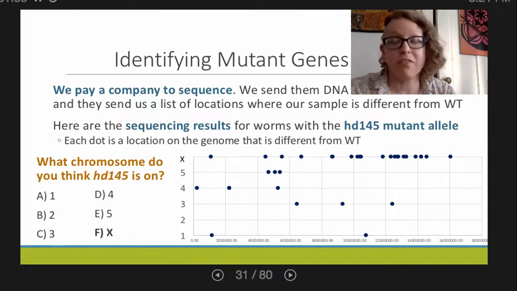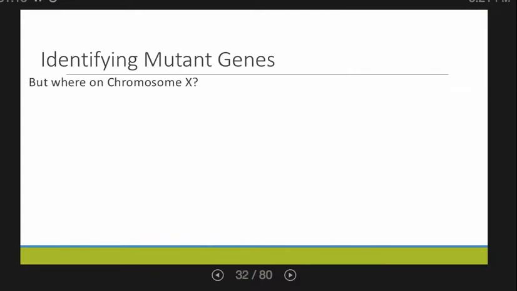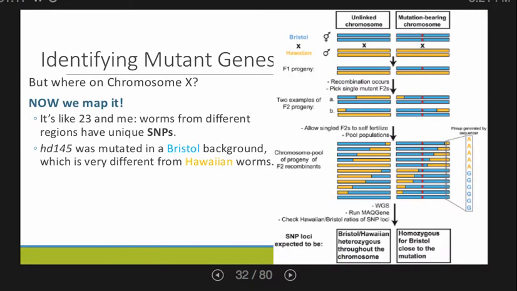So, my face is about to go away. I'm so sorry. This is because we're going to talk about something that crowds the slide a little bit. We're going to talk about mapping. Here it is. Where on chromosome X? Whoa! Giant object. So, this is how we map.